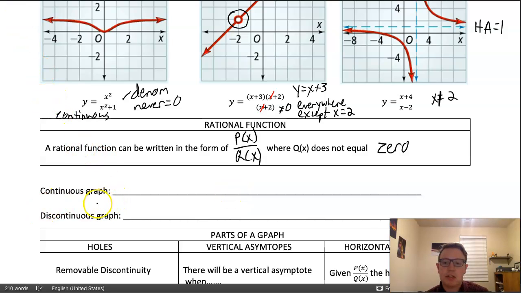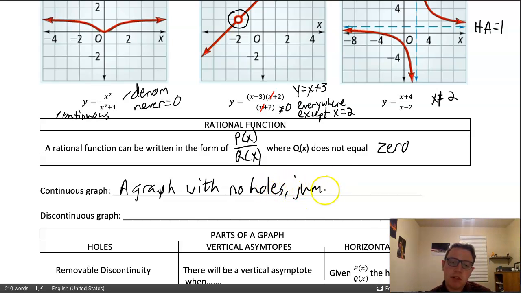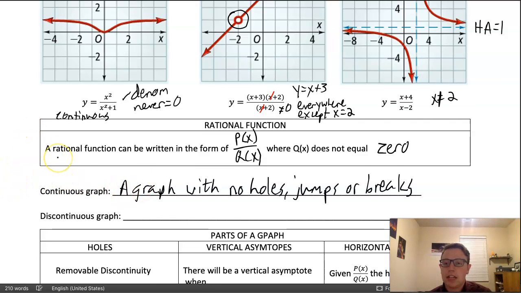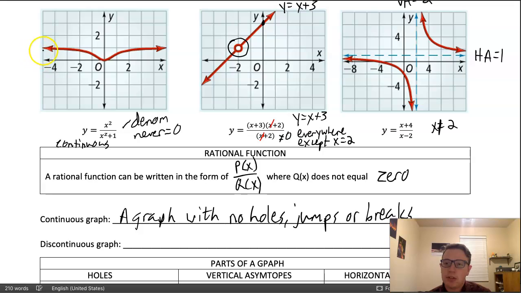Okay, what about a continuous graph? What does it mean to have a continuous graph? It means we have a graph with no holes, no jumps, or no breaks. What this means is that if you were trying to draw the graph on a piece of graph paper, you could draw it all in a single line. Going back up to these examples, we could draw this first one in a single line without lifting up our pencil. Right? We could do it the entire way across.